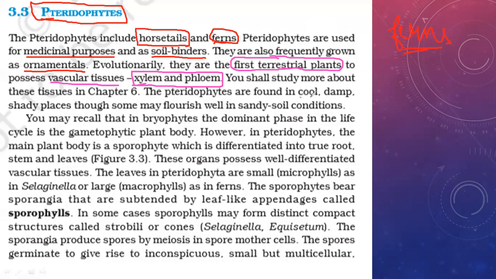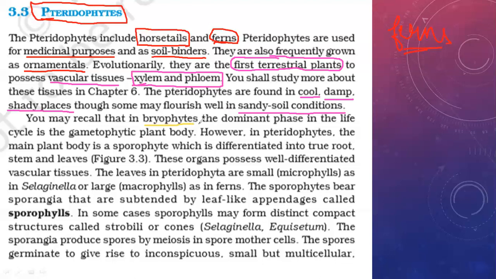The pteridophytes are found in cool, damp, shady places. Though they may flourish in sandy soil, they need some shady areas, some cool, moist areas for their growth. Clear, everybody? Then you may recall that in bryophyte.